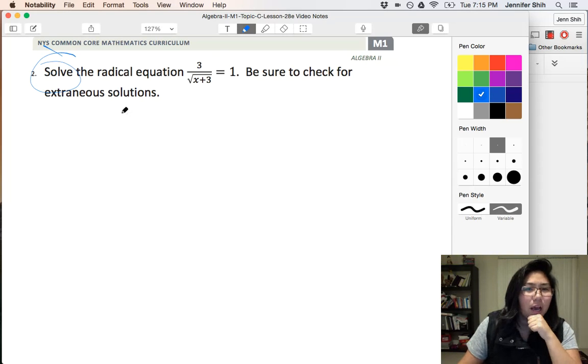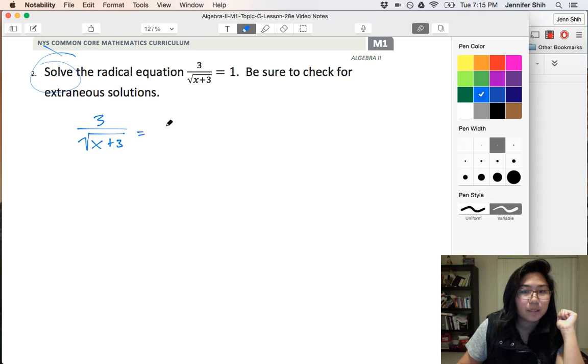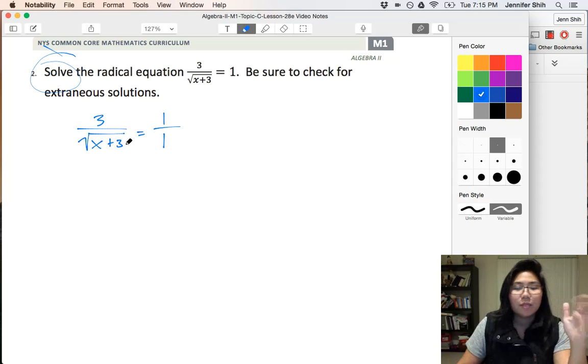So I'm going to take this example, 3 over the square root of x plus 3 is equal to 1 over 1. I'm dealing with a fraction here, so I'm going to convert this to a fraction because I am going to solve this by finding a common denominator.